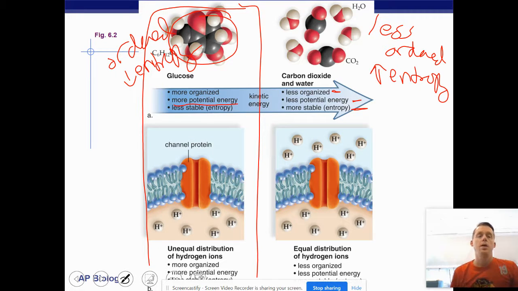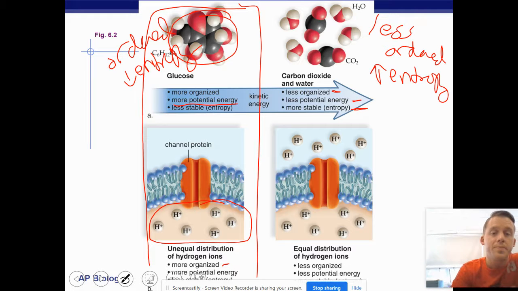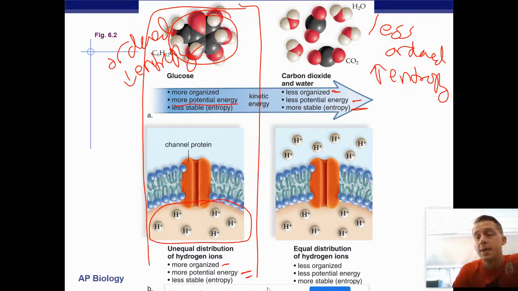Right? Okay. Then we have on the bottom the channel protein. Take a look at what's going on. The channel protein has hydrogen ions only on one side of the membrane. That is highly ordered, just like you cleaning your room. Getting all of those molecules took a lot of work. It is organized. There is potential energy, as we know from our last unit, and we have a very unstable situation. Why is it unstable? It's unstable because those molecules want to diffuse across that membrane, so it's not particularly stable.